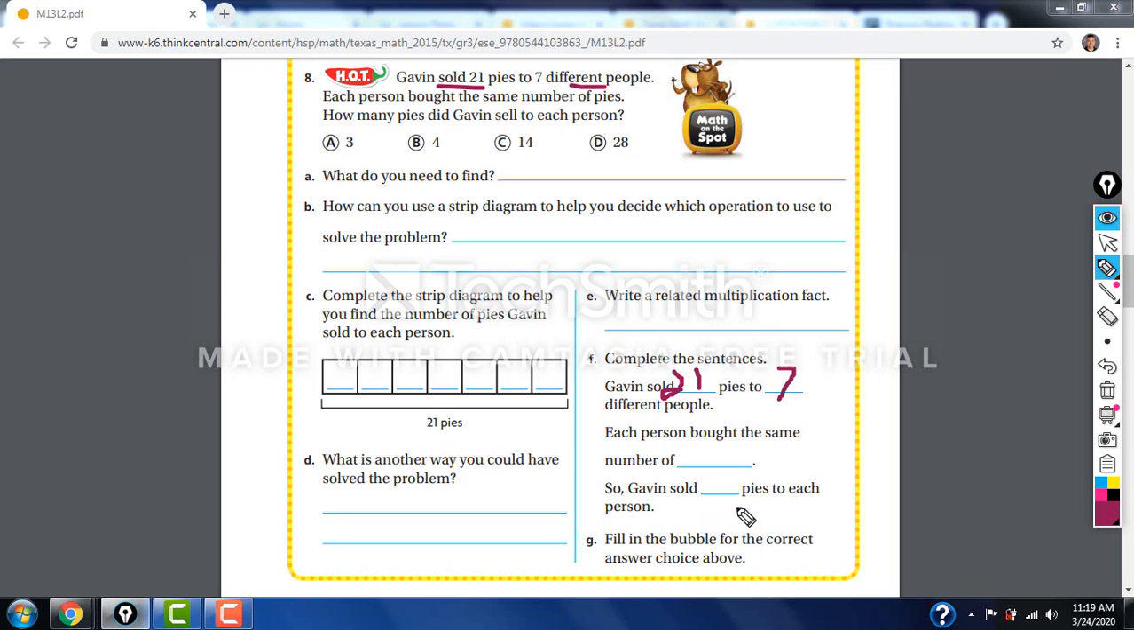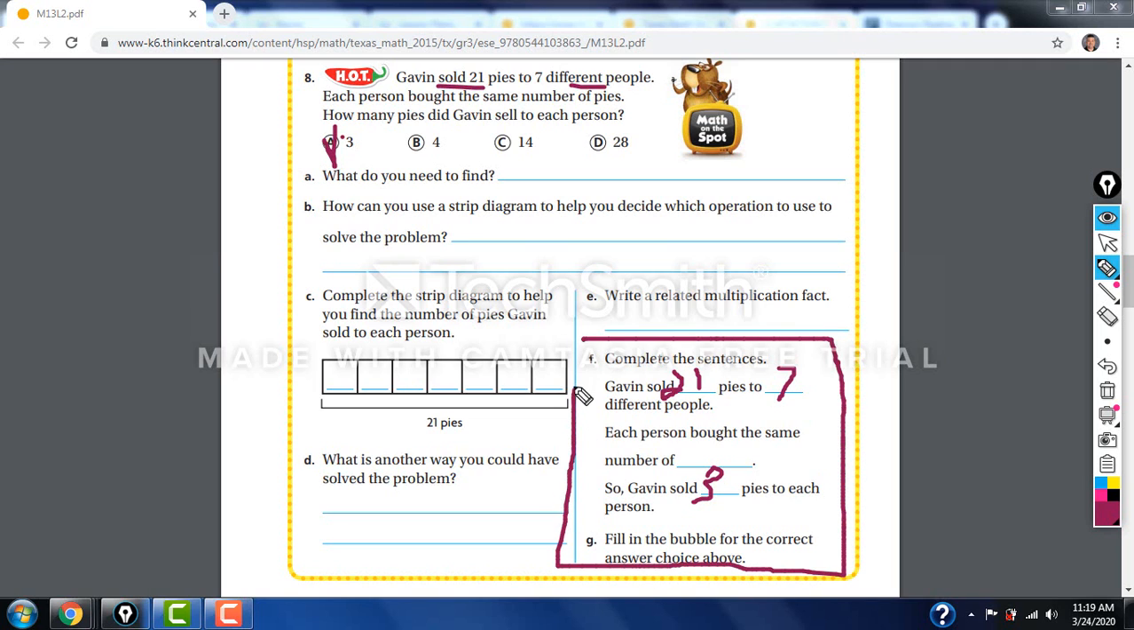So Gavin sold how many pies to each person? Well, how many did we decide here? Very good. Yeah, your answer should be 3. And fill in the bubble. We did that already, so you're getting good practice. Now the reason we're doing this section here is to help you analyze the question. So when you get the word problem, these are the steps that you have to be doing in your head. That's why we're doing this. So make sure you understand how we're doing this, and make sure you know how we use this to analyze. Nice work.